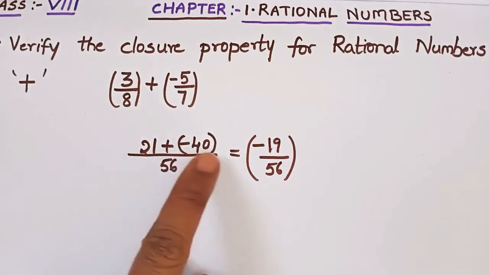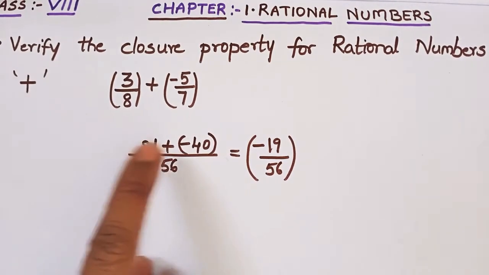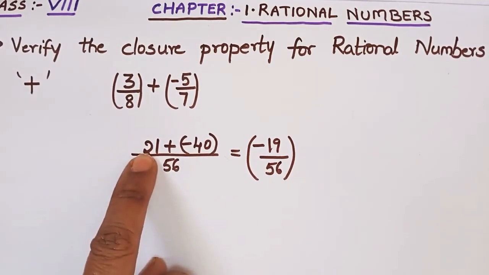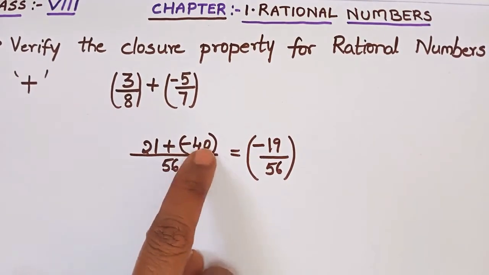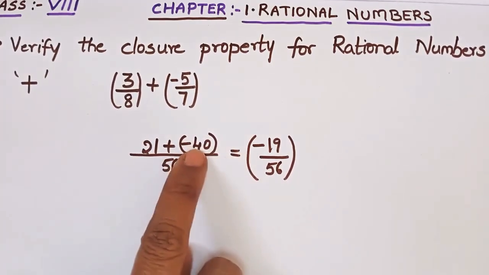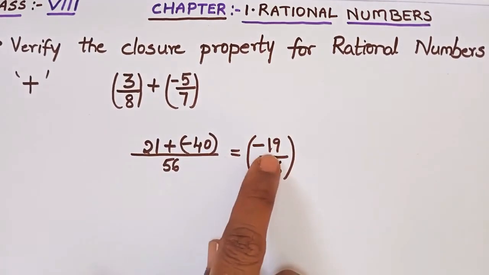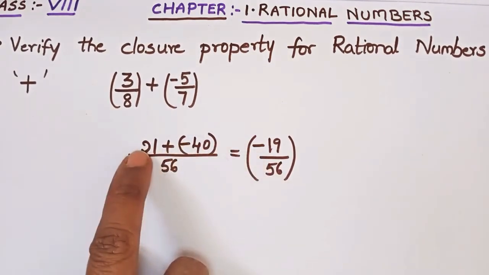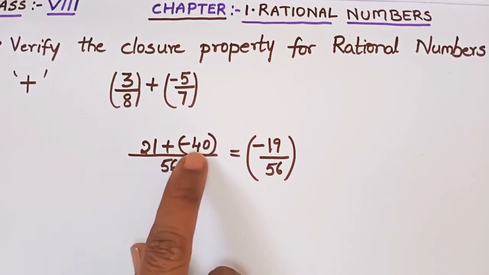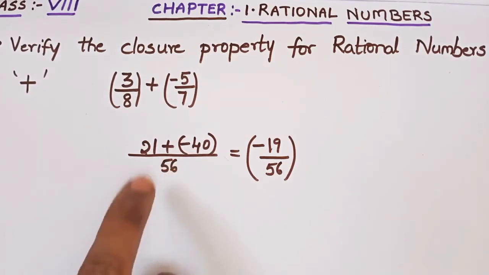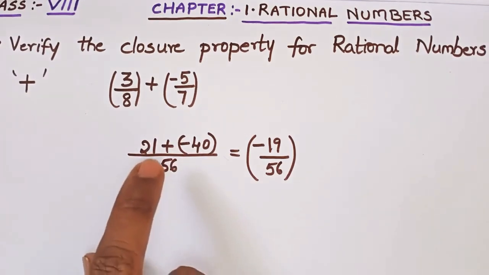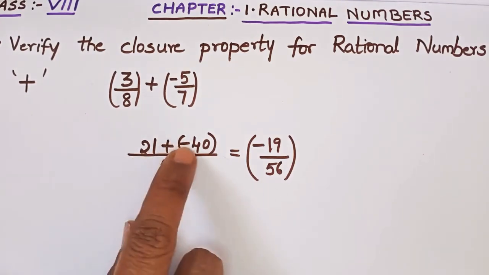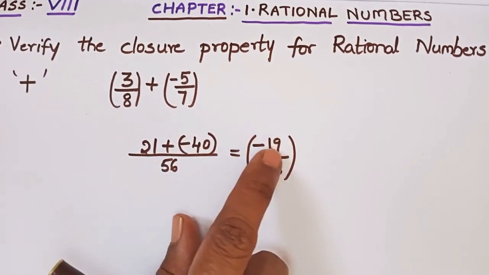Understood? See, you are adding one positive integer and one negative integer. Be careful here. This is positive, this is negative, so you need to subtract. When we subtract 21 from 40, you will get 19. But why did we give minus here? Because you always need to take the sign of the highest number. Which is higher here? Only the number. Don't consider the sign. Out of 21 and 40, 40 is the higher number.